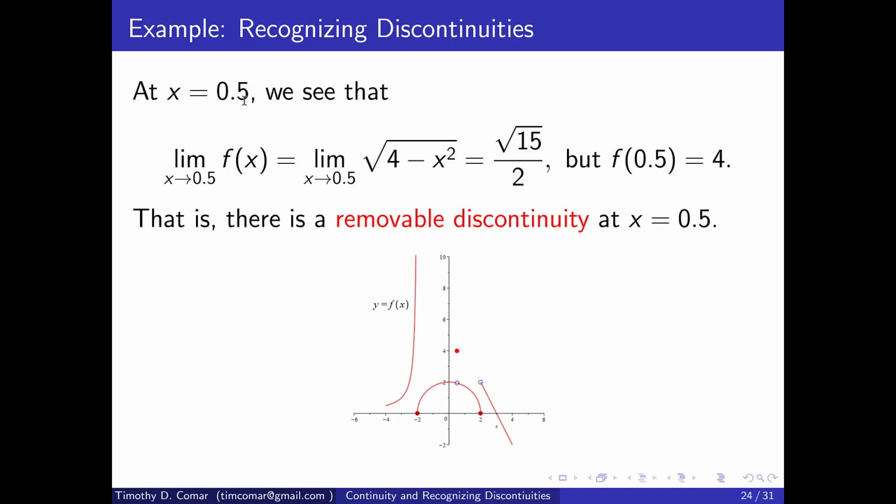At x equals 0.5, we can compute over here that the limit is going to be the square root of 15 over 2. And that's where the little blue circle is over here on the semicircle, indicating that that particular point is not on the graph of the function. But we know that the function value here at 1/2 or 0.5 is going to be at a height 4 over here. So again, since the limit exists, but it's not equal to this function value, we have a removable discontinuity there.